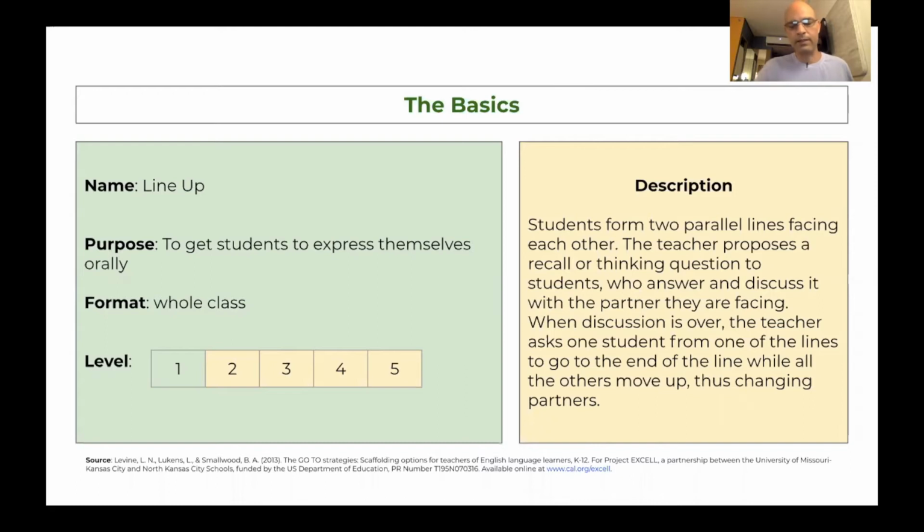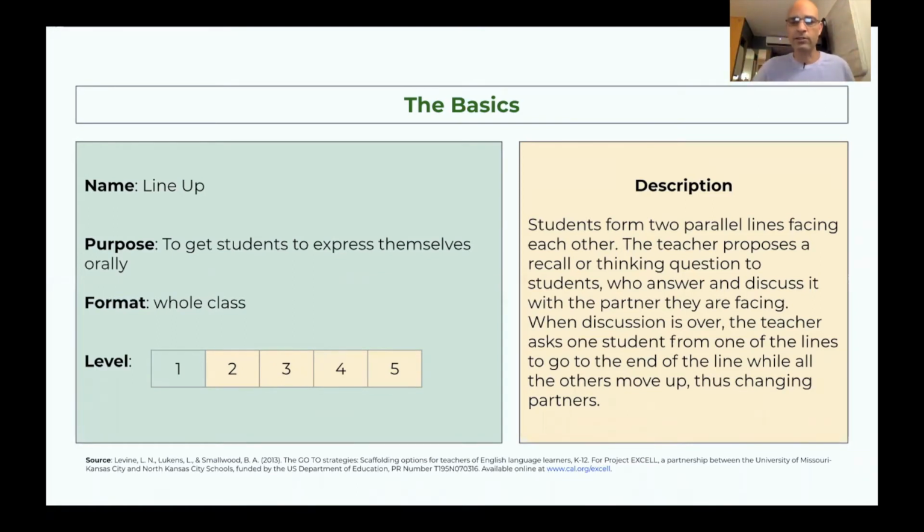I would say it can be done from levels 1 to 5, but the folks at Project Excel recommend that it be done with groups 2 to 5, from a late beginner to an advanced student. Description: students form two parallel lines facing each other. So one line here, students facing each other.